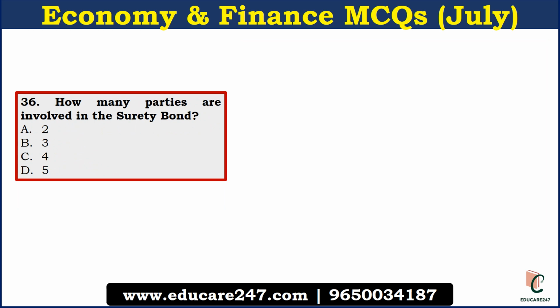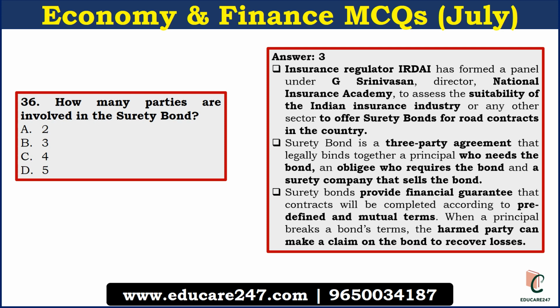The next question is, how many parties are involved in surety bond? The answer is 3. Recently, insurance regulator IRDAI has formed a panel under G. Srinivasan. He is the director of National Insurance Academy, and this panel will assess the suitability of Indian insurance sector or any other sector to offer surety bonds for road contracts in the country.